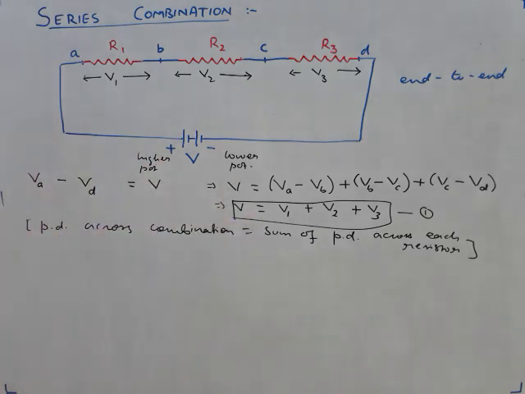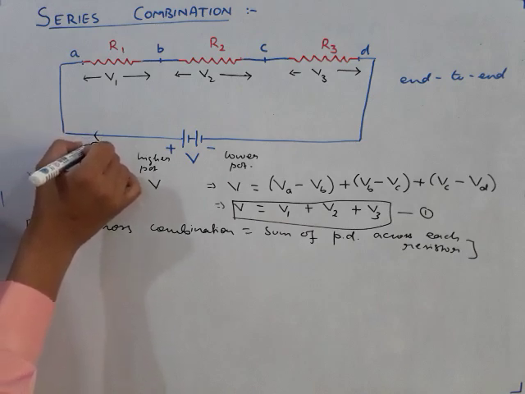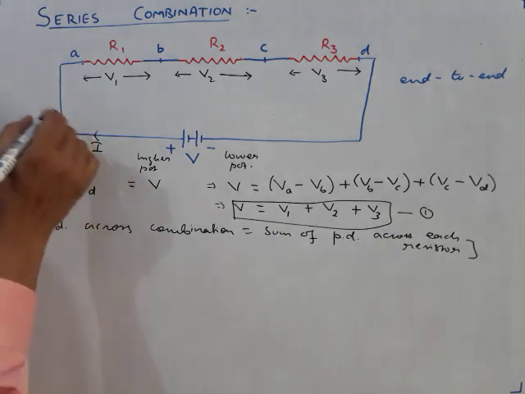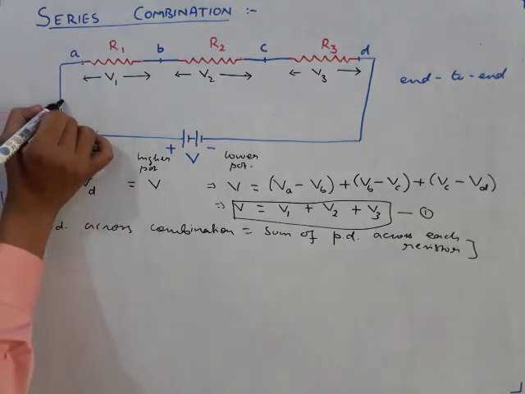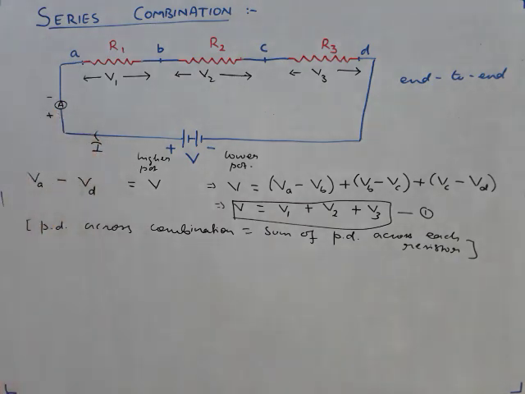Because of this reason. Next, this battery will send some current. Let the current be I. And how do we measure current? Current we can measure using an ammeter. You know, the ammeter symbol is this way. This ammeter will record how much current? I.